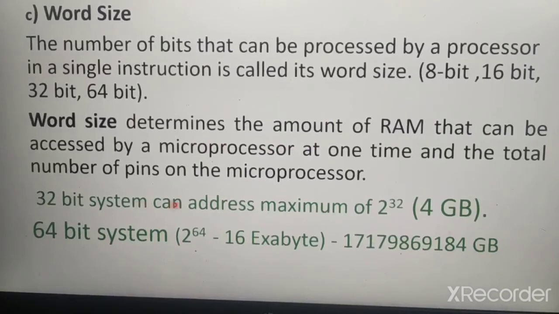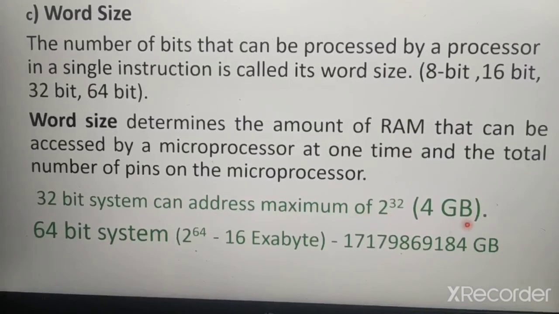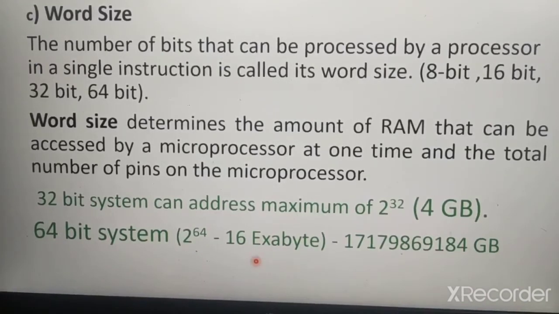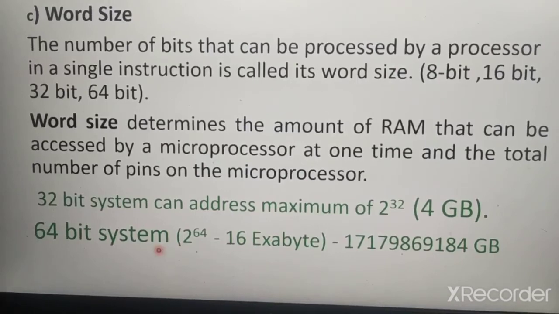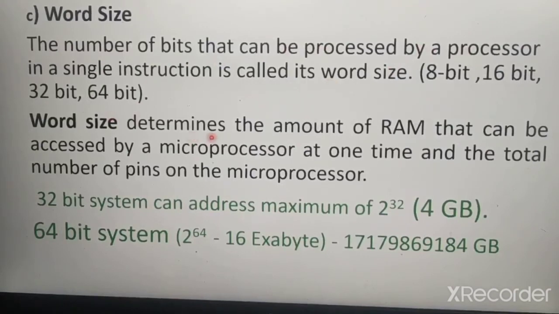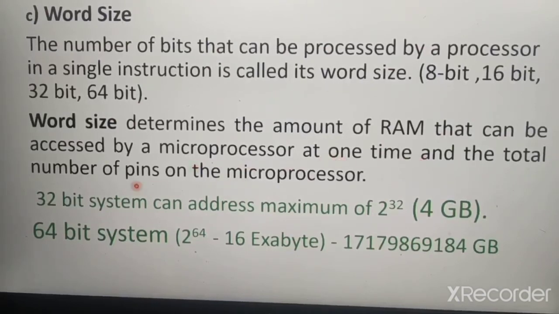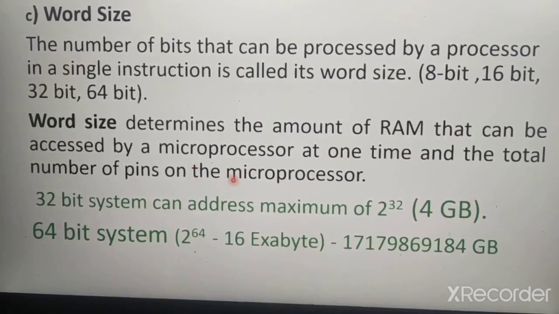In a 32-bit system, we can address a maximum of 2 to the power 32 bits, which means 4 GB of RAM we can use. In a 64-bit system, we can address up to 2 to the power 64 bits, which means 16 exabytes of RAM we can use. So word size is the number of bits that can be processed by a processor in a single instruction. This word size determines the amount of RAM that can be accessed by a microprocessor at one time and the total number of pins on the microprocessor.